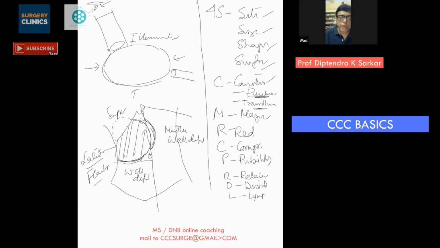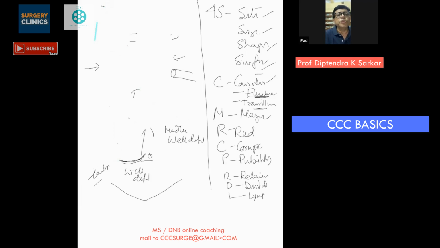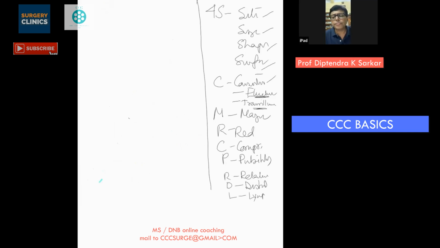Okay. Now, if there is none, I move to the next part, which is the reducibility. Before we move to reducibility, I will take both these at a time. You have two terms. One is called a reducible swelling. The other is called a compressible swelling. Now, look at this. This is a hernia, which is classically a reducible swelling.